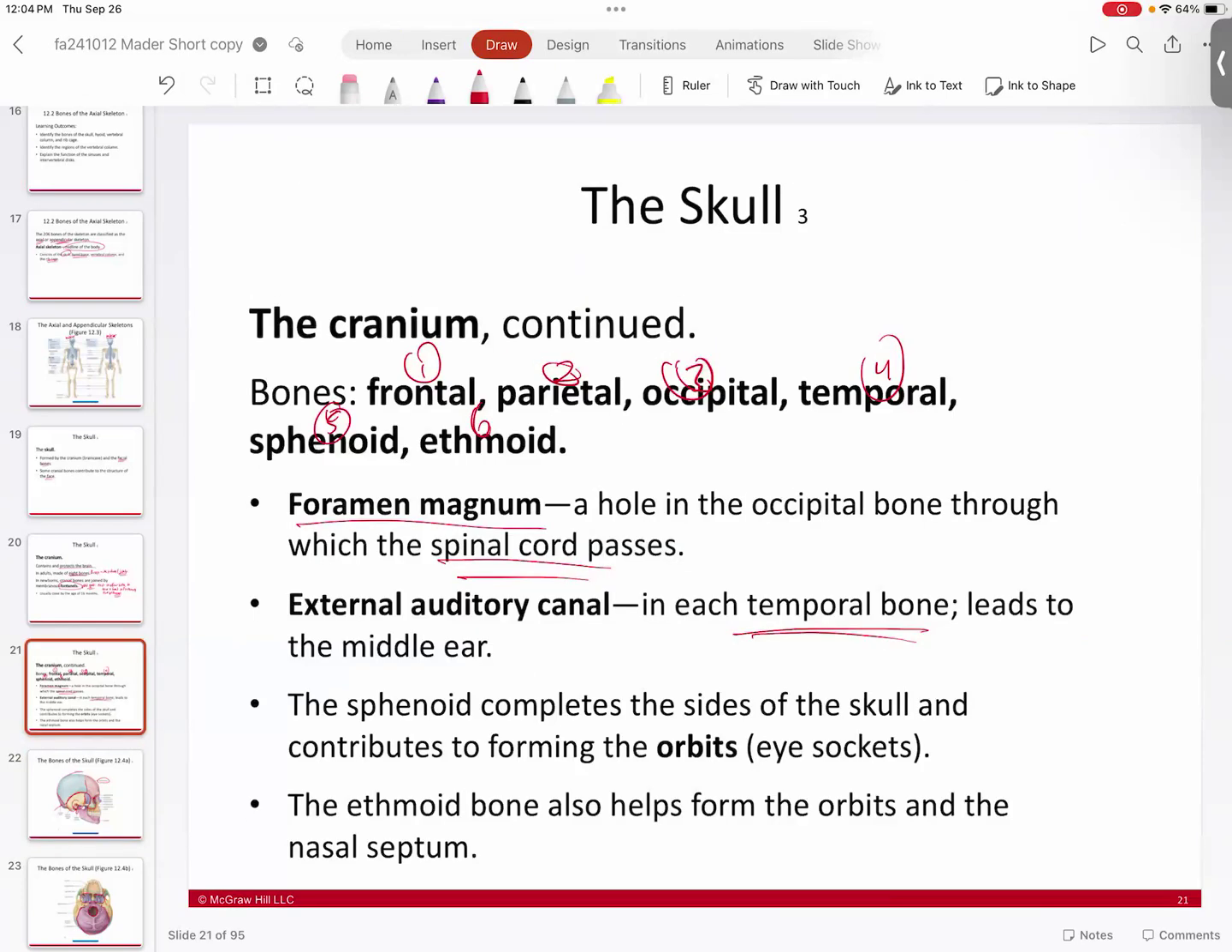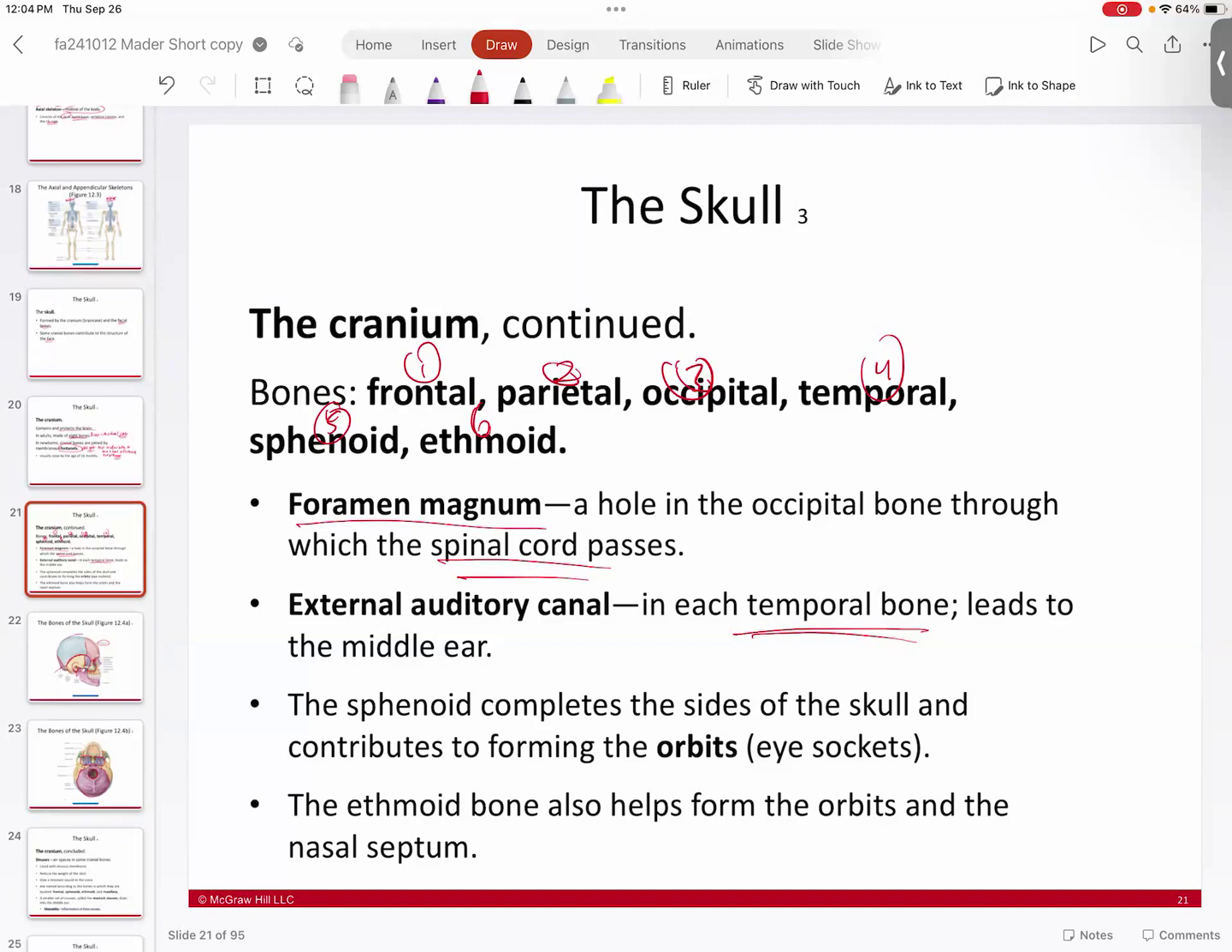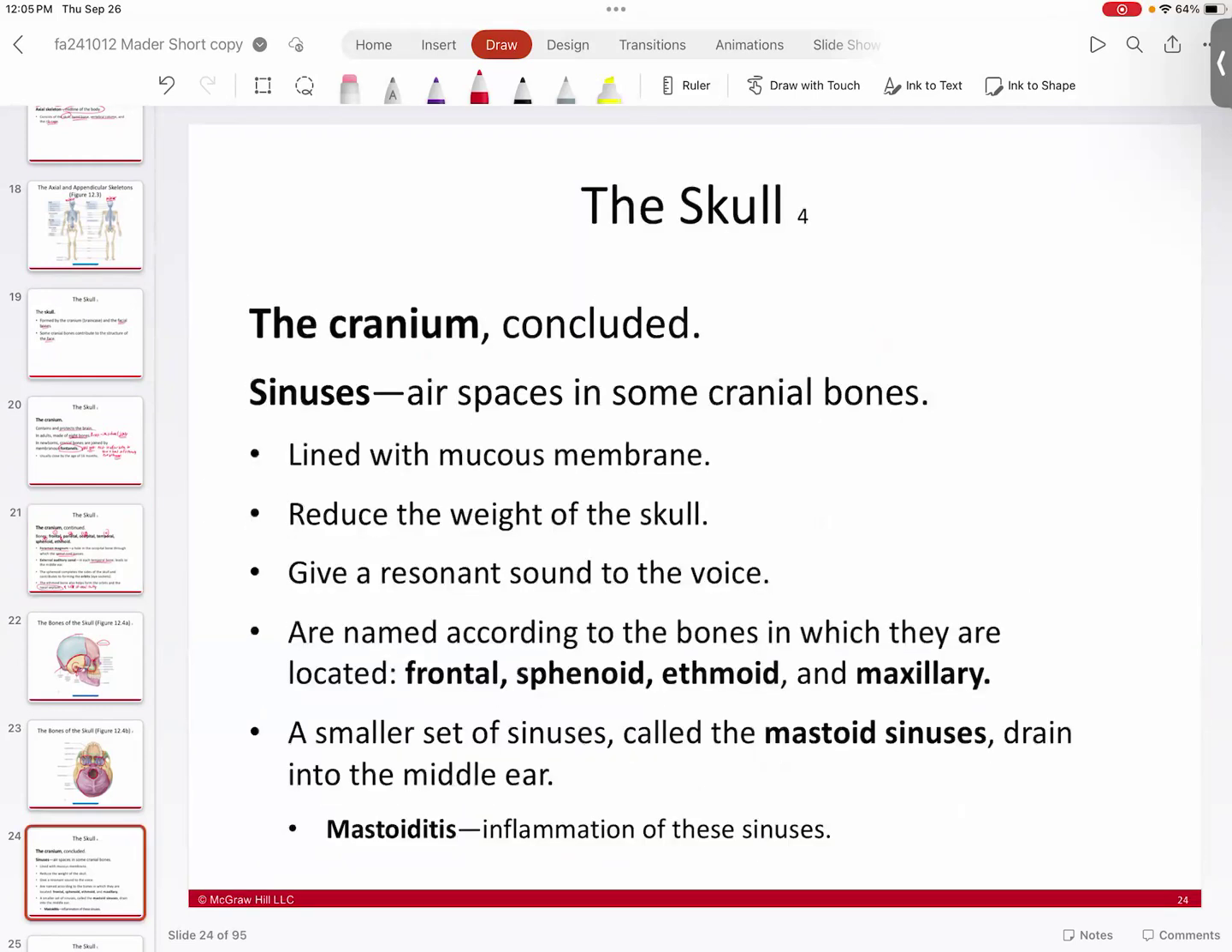It also forms, actually, many of your skull bones will actually form the orbit of your eye. So if you take your eye out, you actually see multiple skull bones coming together to form the orbit of your eye. And of course, the ethmoid basically is your nasal septum and the bulk of your nasal cavity. So those are the skull bones.